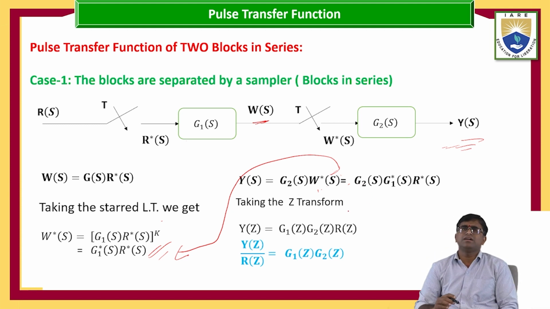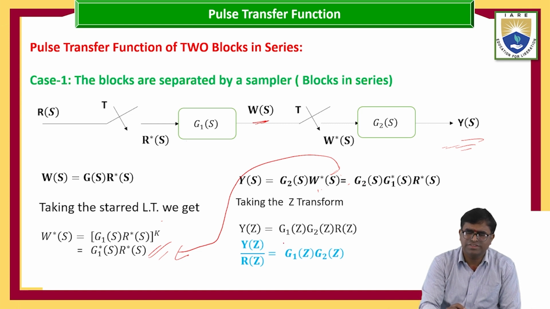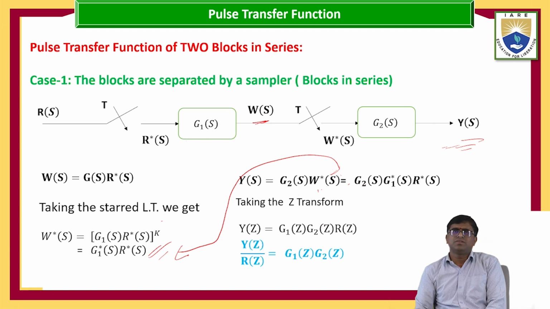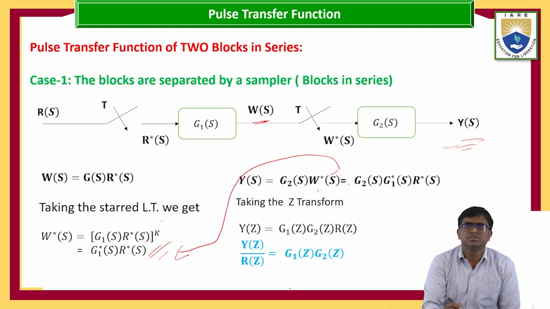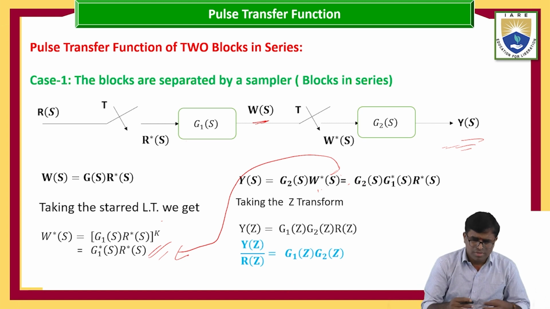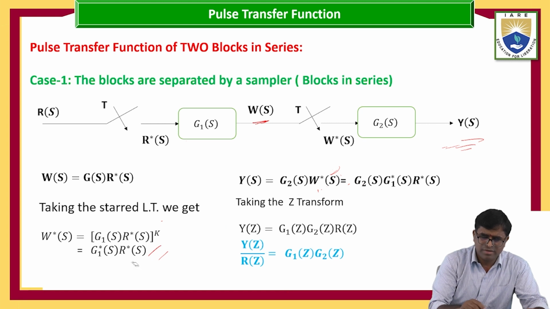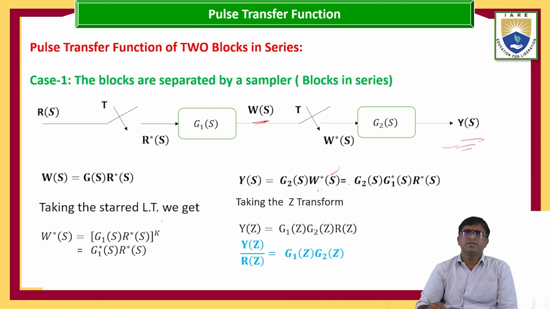Now, I am going to take the Z transform again. So, Y of Z equal to what? Y of Z equal to G1, G2 into R of Z. From this one, what is the transfer function? Y of Z by R of Z equal to G1, G2. Okay, so this is the case when two blocks are in cascade connection, in case of the pulse transfer function. Okay. Next.